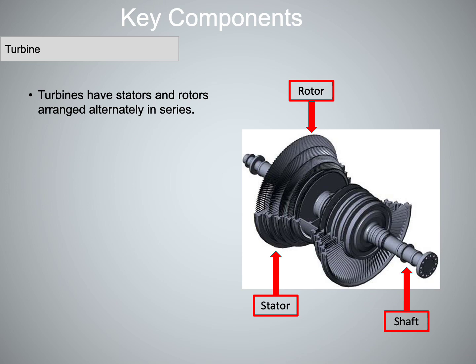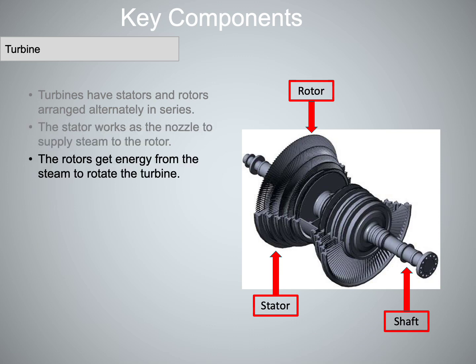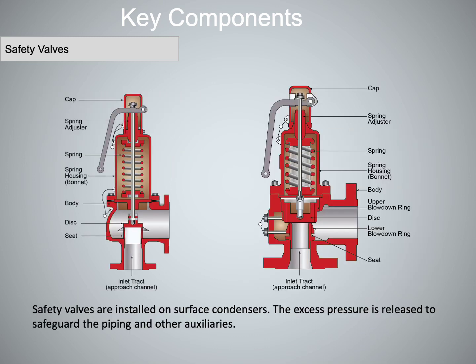Turbines have stators and rotors arranged alternately in series. The stator works as the nozzle to supply steam to the rotor. The rotors get energy from the steam to rotate the turbine. Safety valves are installed on surface condensers. The excess pressure is released to safeguard the piping and other auxiliaries.